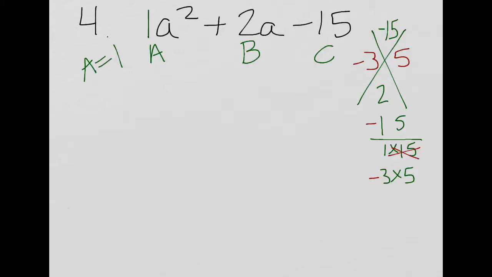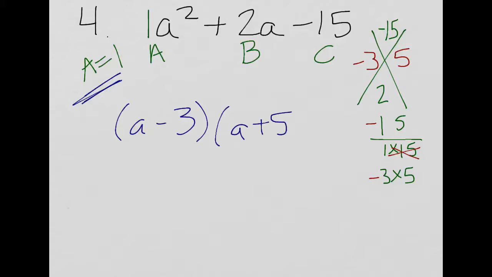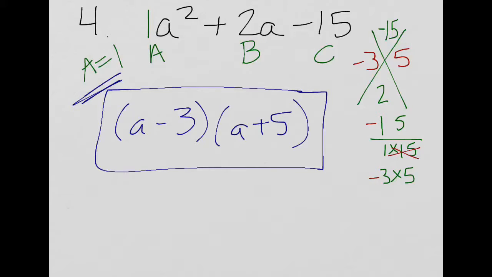And then I'm going to remember the A is 1, life is good. So we do a minus 3, a plus 5. I did not take out a GCF, so that right there is my answer. And I am finished.